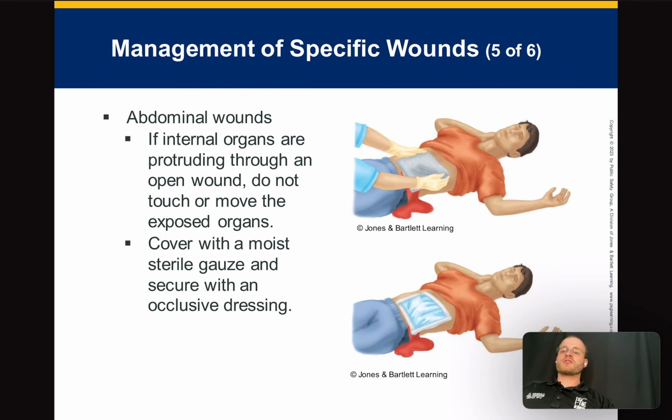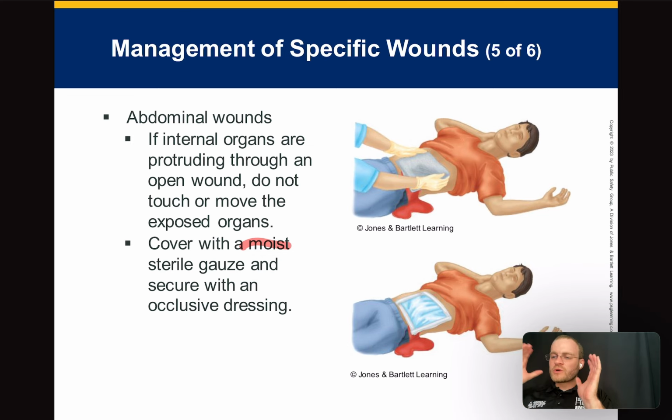Now, abdominal wounds. If internal organs are protruding through an open wound, do not touch or remove the exposed organs. What does that mean? Remember the picture earlier where the guy had the loops of bowel sticking out of his abdomen? We don't push that back in. Leave it alone. You would cover it with a moist, emphasis on moist, sterile dressing, and you would secure it with an occlusive dressing.